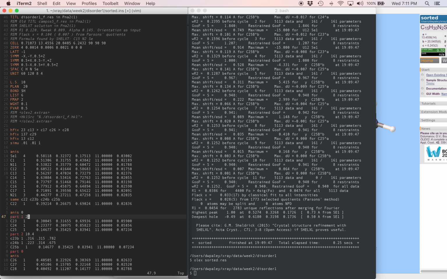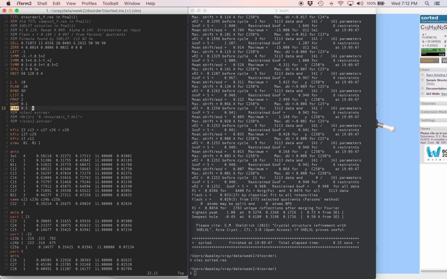occupancy of 21 and the other will be minus 21. So remember, now we're setting the first one to the second free variable, and the second one we're setting it to 1 minus the second free variable. So we need to go up to our FVAR line. We're going to add a second free variable because the program is going to yell at us if there's nothing there.